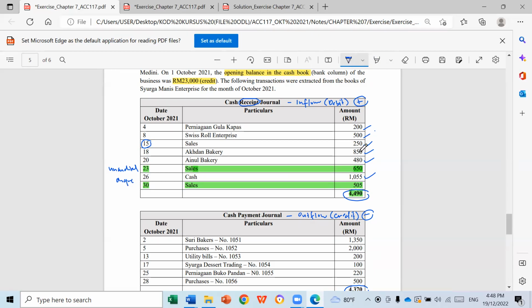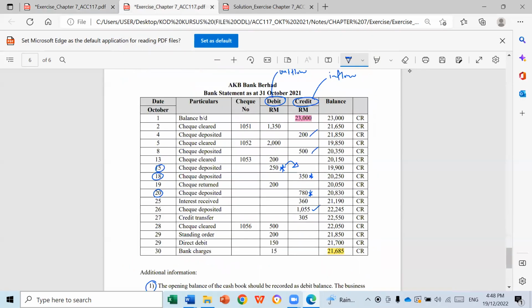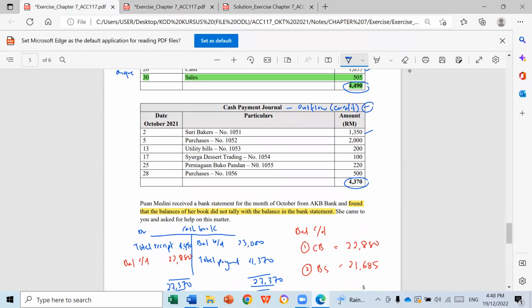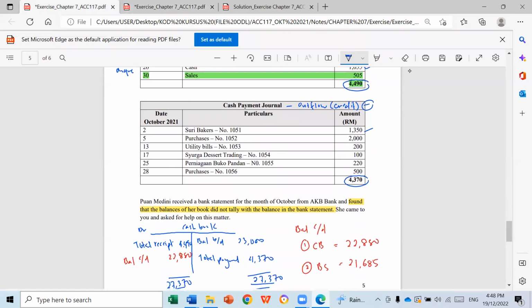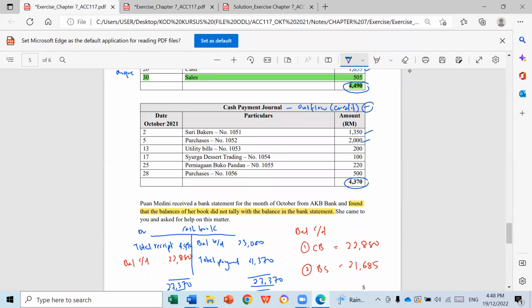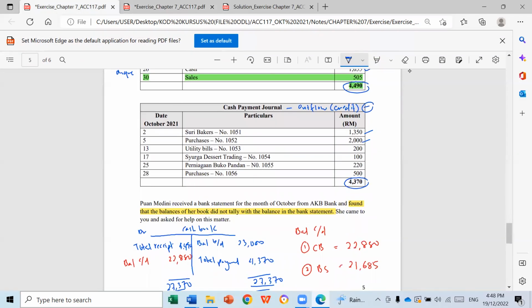Okay, now let us match the items on the credit side of the cash book and the items on the debit side of the bank statement. First we have Suri Bakers, 1,350. Yes, we have. Next, check 1452, 2,000. Yes, we have the records. Next, utility bills, 1053, amounted 200. Yes, we have the item.